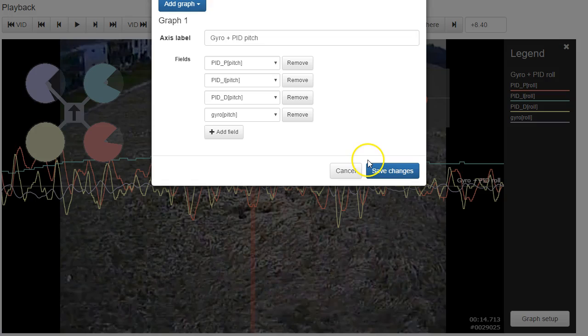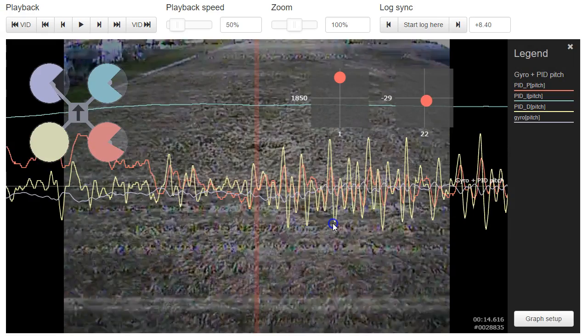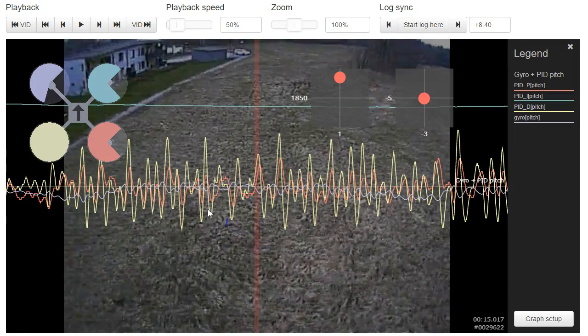My guess is, based on that sort of wallowing around that we saw, that the pitch is going to be low on P as well. But we can't judge, because here again we see the D term is really active. The D term on pitch is definitely too high.